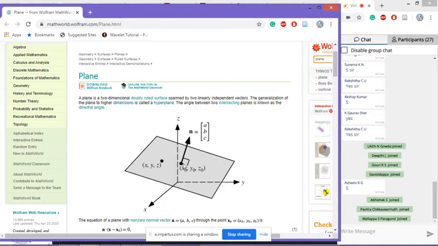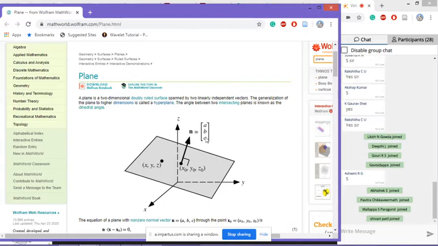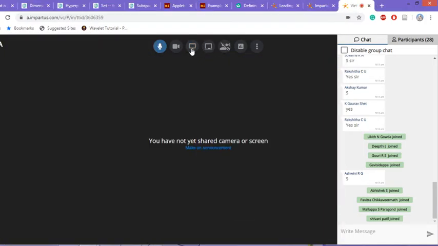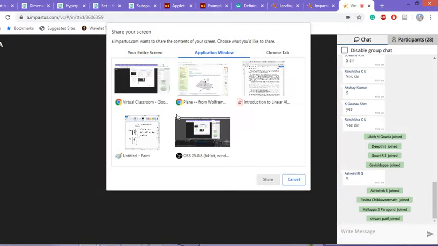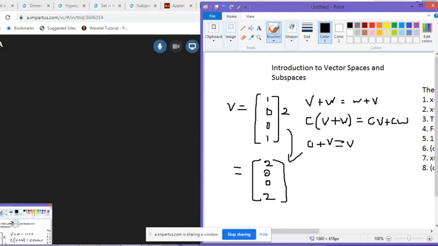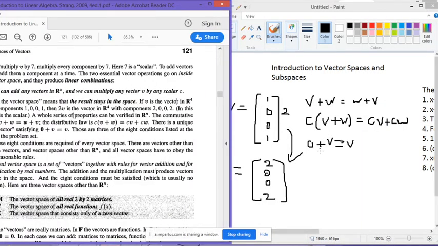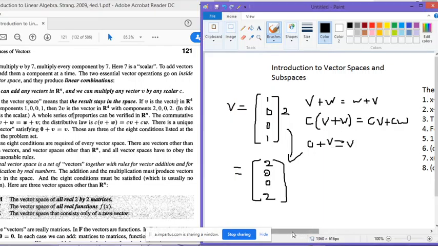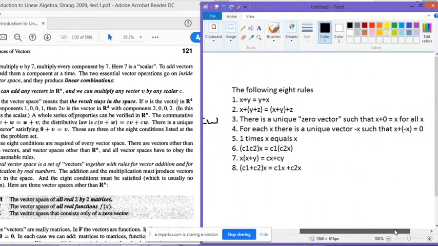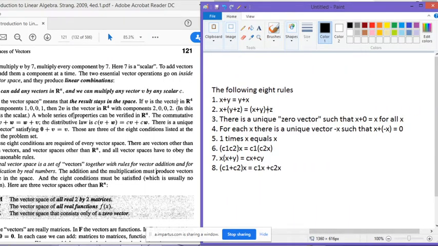So when you add this zero vector with any other vector, it results in the same vector. Say for example n has some abc. If you add this with a zero vector, it results in the same n itself. So now 0 plus v should result in v. Likewise there are a couple of rules, 8 rules. So let me bring back these 8 rules. So these are the 8 rules which we are talking about.